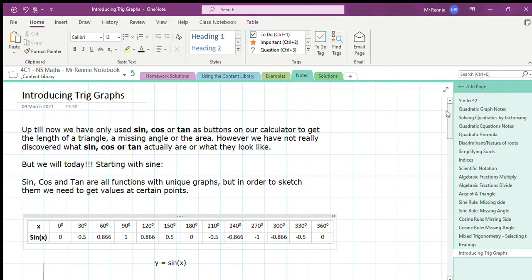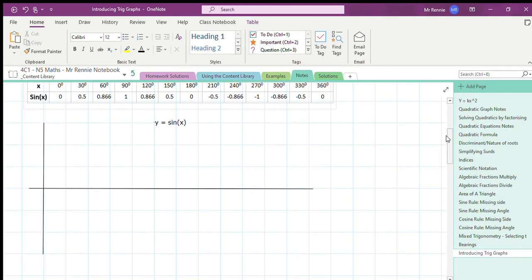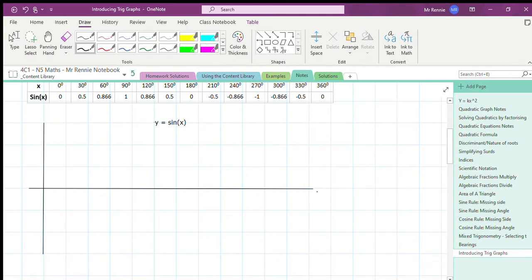Again, I'm going to get you to sketch this. We're going to title this y equals sine x. The first thing I'm going to get you to do is draw a set of axes. This is our x-axis, and up here is our y-axis again. Now, I want you to have your origin mostly at the left-hand side of your page.